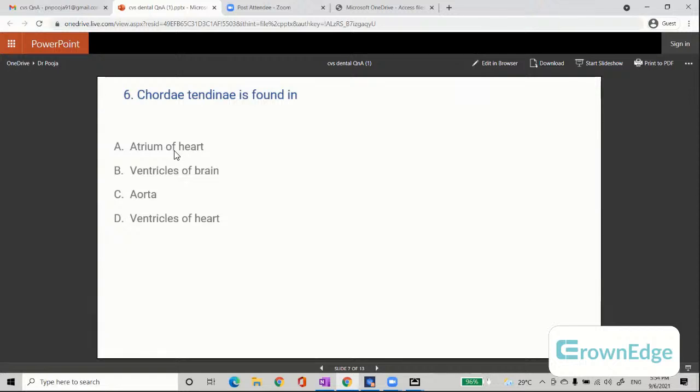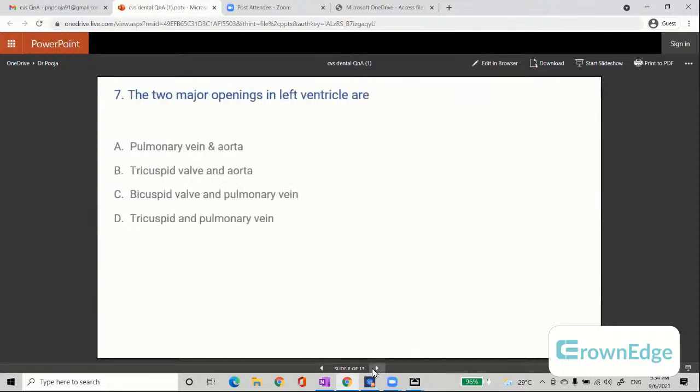So the answer over here should be option D, not B. Remember, the chordae tendineae are present in the ventricles of the heart. They are not present in the ventricles of the brain. So for question number 6, the answer is option D. Option D is the correct answer for question number 6. Let's move on to the next question.